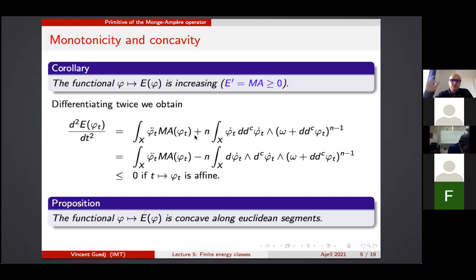And we shall see, not today, but Thursday, that it is interesting to consider another type of geometry, not the Euclidean geometry, but another geometry called Mabuchi geometry, along which E will be rather affine rather than concave. And this will have interesting consequences. But this will be a topic for Thursday. Okay, so coming back to the increasing property, which is somehow a bit simpler.